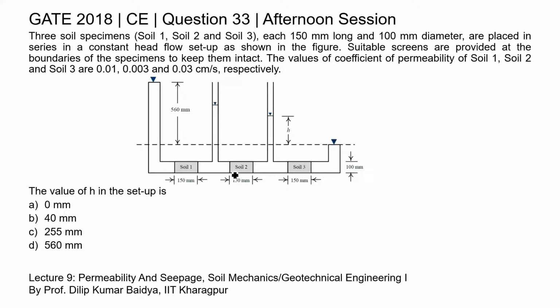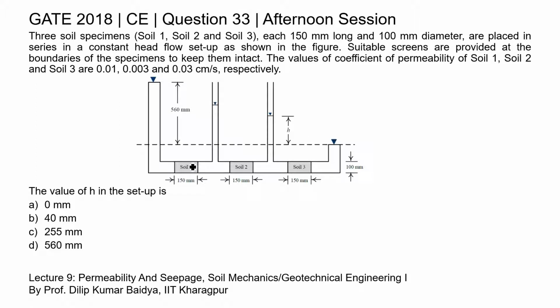So, in this question a constant head flow setup is given which contains the three soil samples, soil 1, soil 2, soil 3. The cross section of all the soil samples is the same. The length is 150 mm and the diameter is 100 millimeter. The head at soil 1 is given as 560 mm and the head at soil 3 is H. We need to find this value of H.